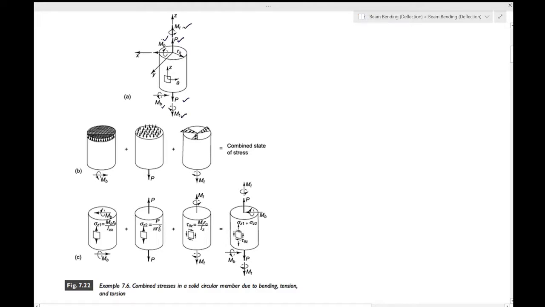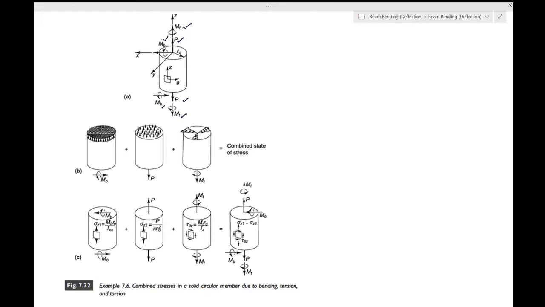So this is a circular shaft which is being bent, it is being twisted, and it is being pulled. This is as grand as it can get in this course at least. Now in this case you want to study the state of combined stress under the action of all these three things. Okay. So let's see how we can proceed in this case.